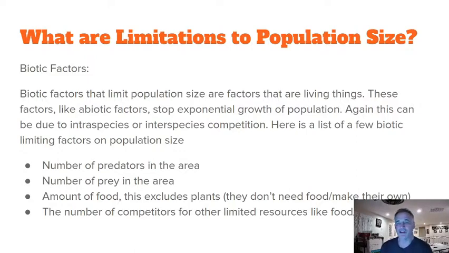Biotic factors that limit population size are factors that are alive. That's the term biotic. These factors, like abiotic factors, can stop exponential growth of a population, and a lot of times it's because of intra- or interspecies competition. So let's look at a few of these biotic factors. The biggest one, and the one that most people usually think of right away, is the relationship between predators and prey. The number of predators in an area can limit the amount of prey. So if the predator population is way up and there are more organisms feeding off the prey, the prey population tends to go down because they're getting eaten.